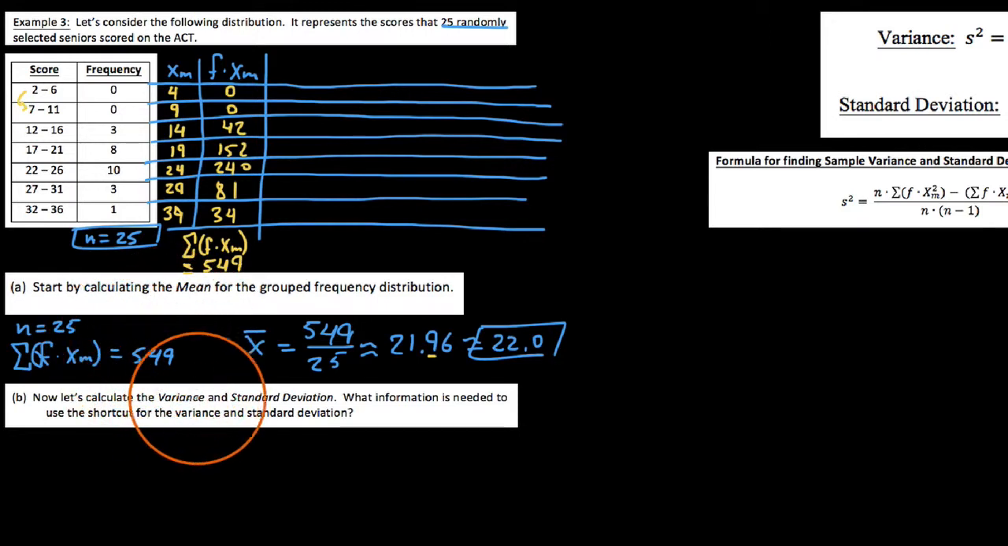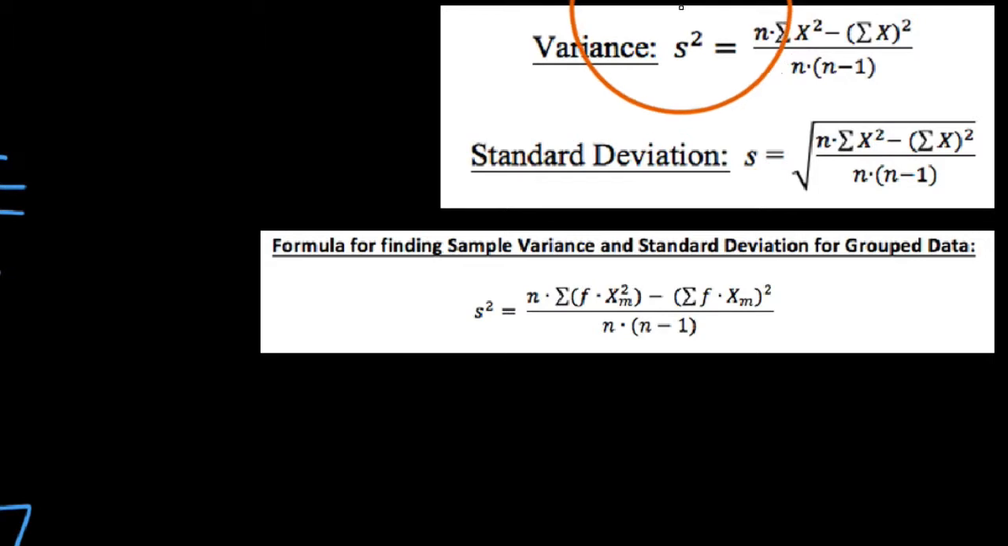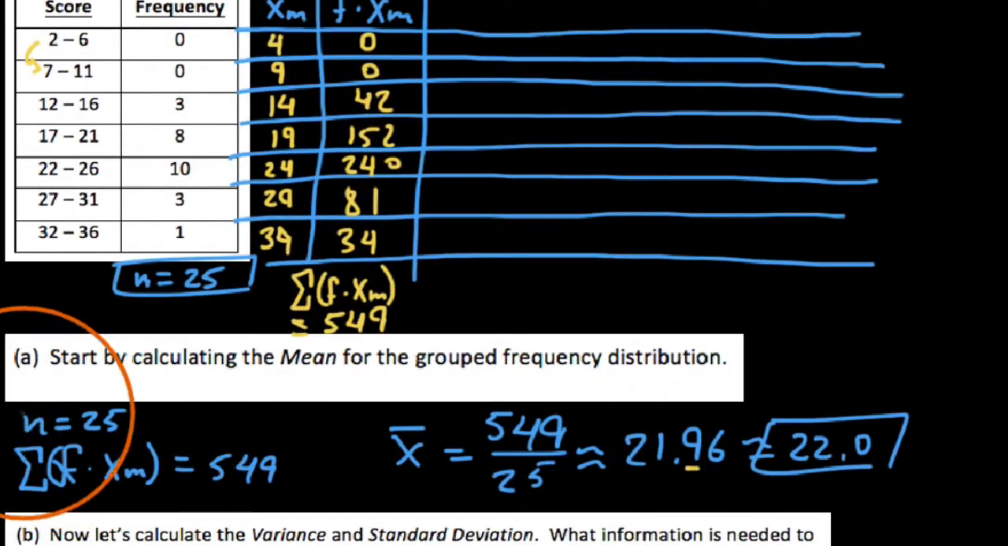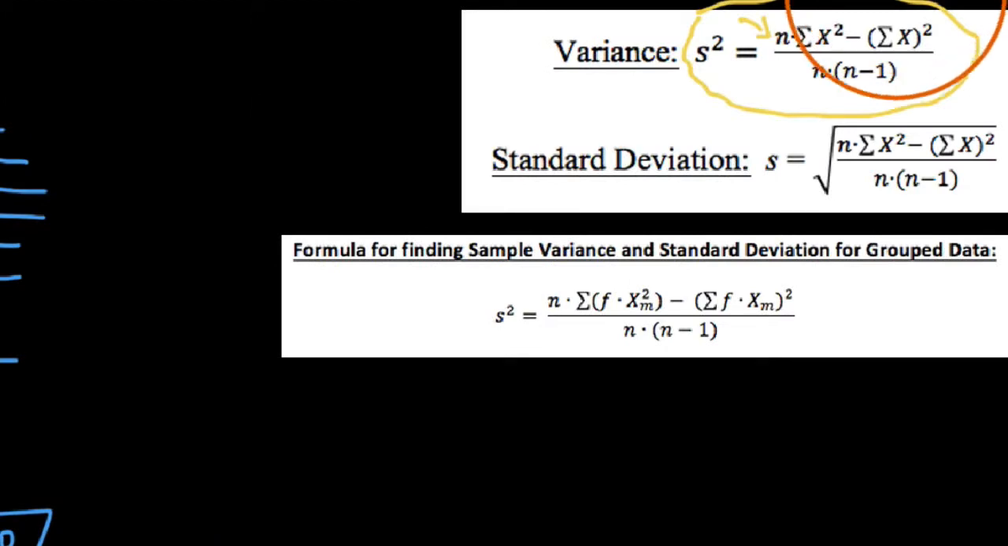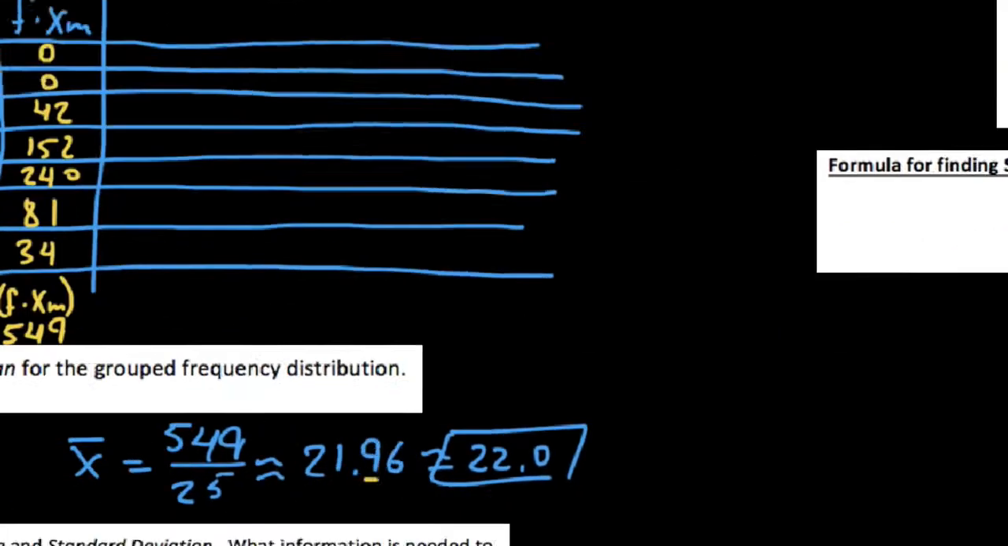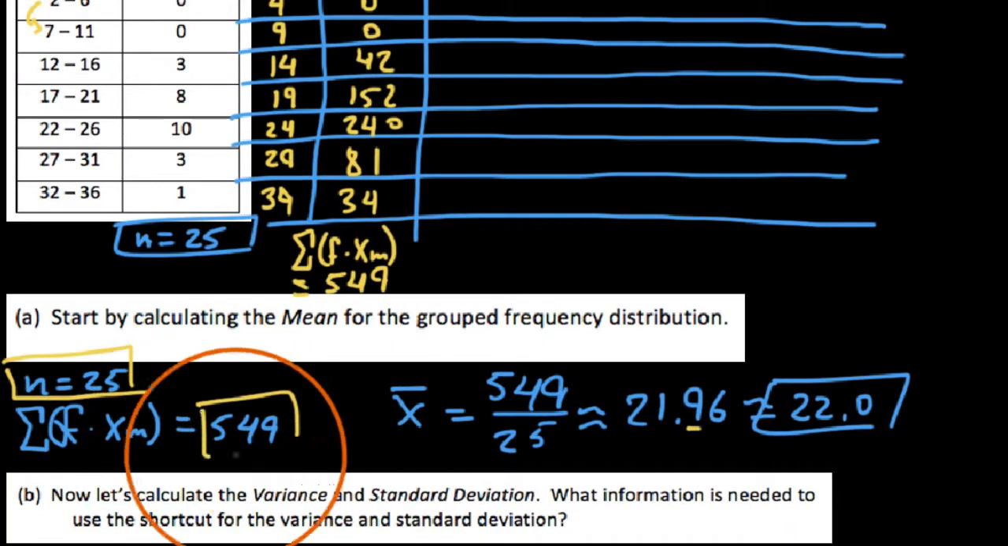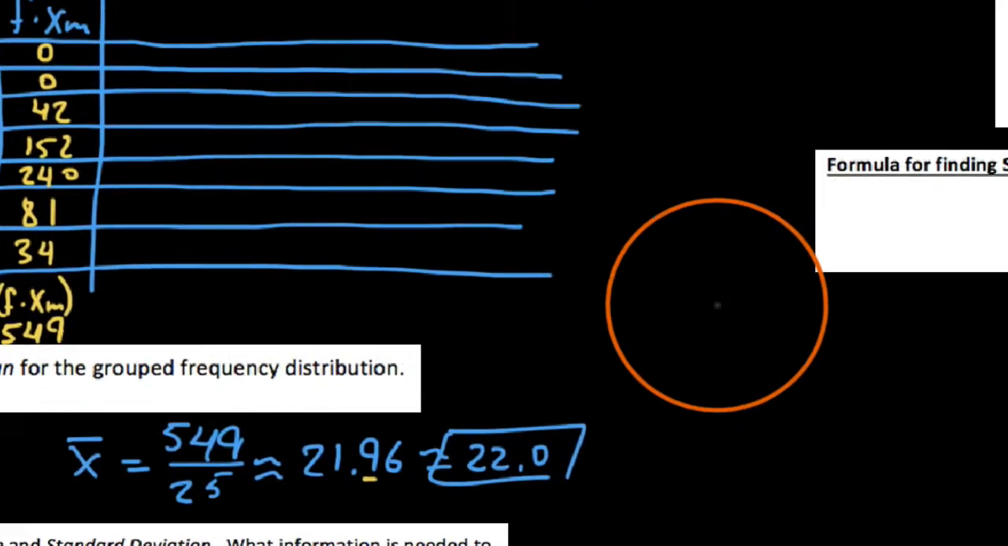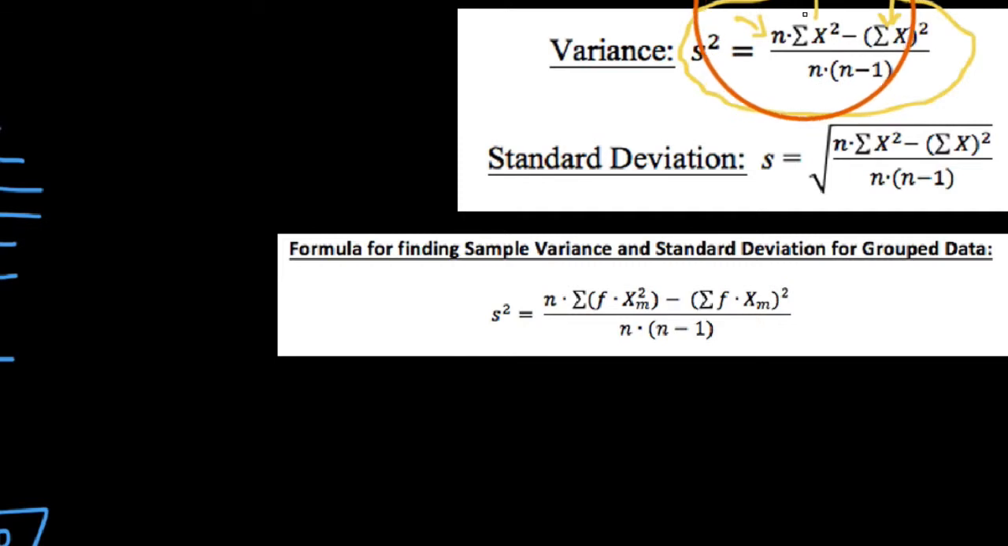What we want to do is calculate the variance and standard deviation. The thing here is this. What information is needed to use the shortcut for the variance and standard deviation? Now in the previous video we said for variance for a sample there are 3 things we need to know. We need to know how many data there are. Now keep in mind we already found this when we found the mean. We also need to know what all of the data adds up to, and we already found this when we found the mean. The only thing we haven't found is the sum of the data that we get when we square the original data, and that's this sigma x squared.